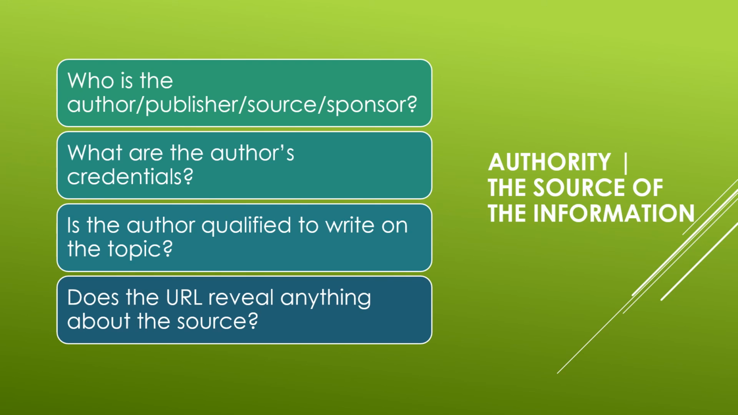The second A is authority, or the source of the information. Questions you should look to answer are: who is the author, publisher, source, or sponsor? What are the author's credentials? And is the author qualified to write on this topic? And also, does the URL reveal anything about the source?